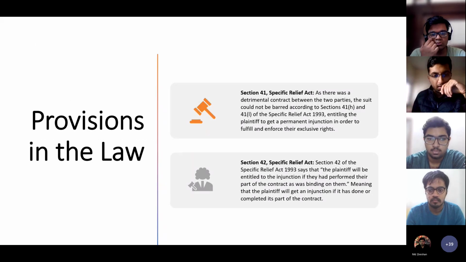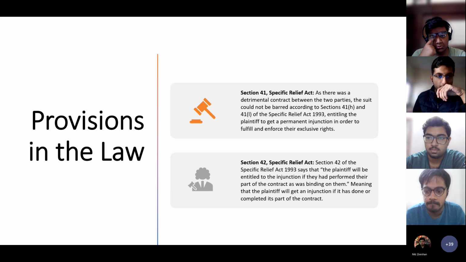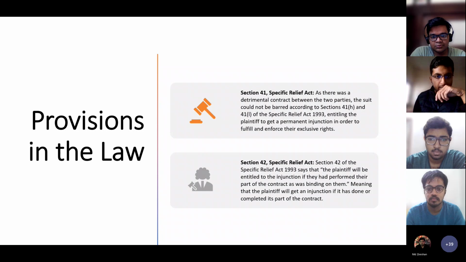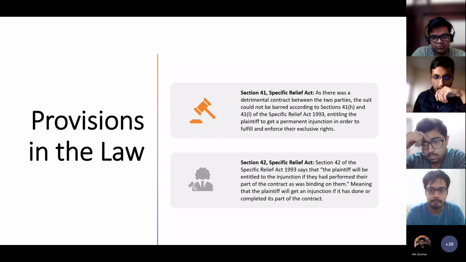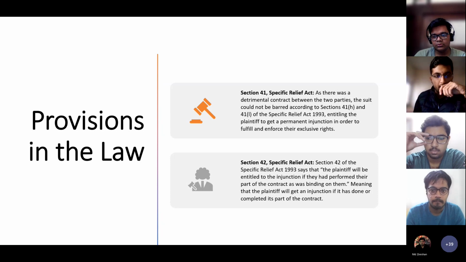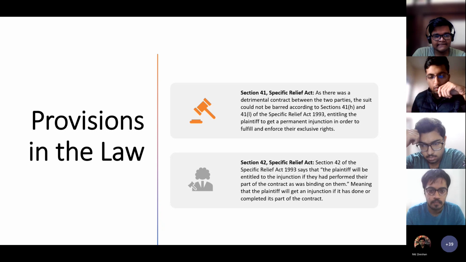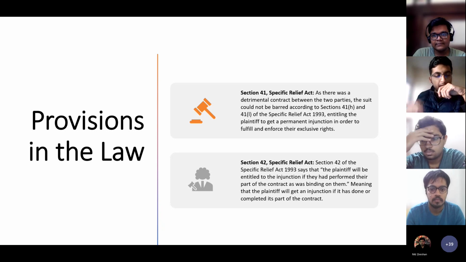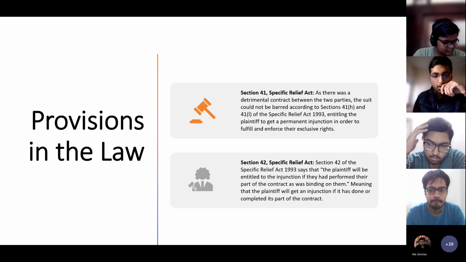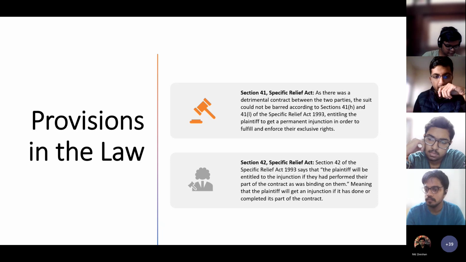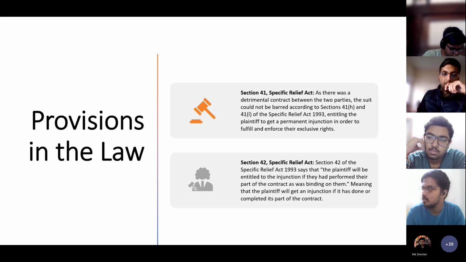Pertaining to these issues, there were two provisions in the law that were prominent during the case. They were sections 41H and 41I of the Specific Relief Act 1963, which basically state that since there was a detrimental contract between the two parties, that is the plaintiff and the defendant, the Coca-Cola company and Bisleri, the suit could not be barred according to these sections, which entitled the plaintiff, the Coca-Cola company, to get a permanent injunction in order to fulfill their exclusive rights.